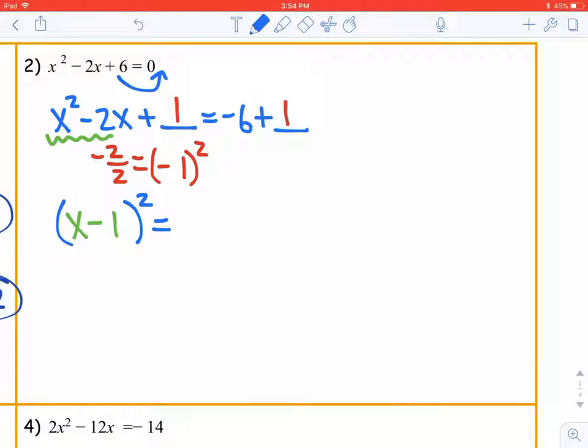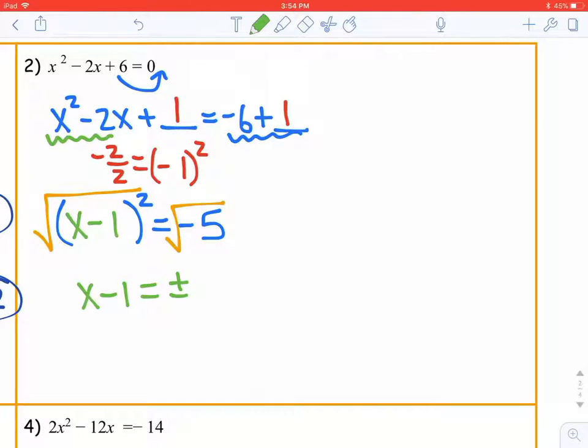So then bring down what's on the other side. Negative 6 plus 1 would be negative 5. And now we need to finish solving. So we have x minus 1 squared equals negative 5. We got to get x by itself, so we have to take the square root of both sides. So then x minus 1 would come out evenly. And then we have plus or minus the square root of negative 5.